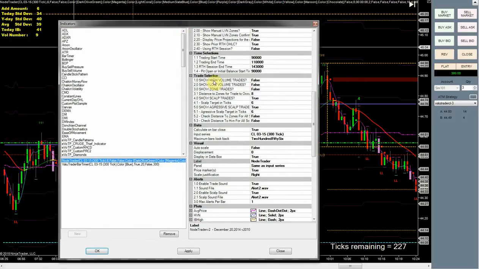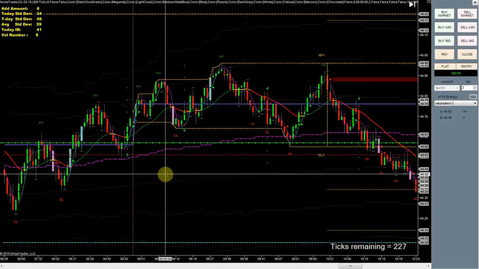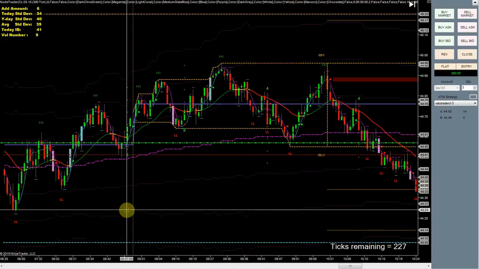Alright. Show high volume trades, that's set to false. Show low volume trades, set to false. Show zone trades, set to false. Show scalp trades, true. Show aggressive scalp trades, true. So the only thing we see here is scalp trades. Alright, so first thing this morning, 8:57.